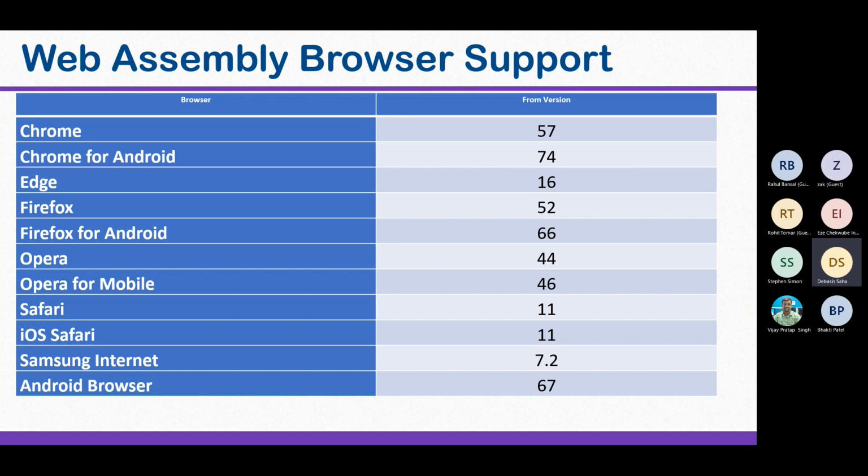But nowadays, most browsers have WebAssembly support. And these are some examples of supported version numbers for WebAssembly, just like Chrome. From Chrome version 57 onward, all Chrome browser versions support WebAssembly. Similarly for Edge, Firefox, Opera, etc.